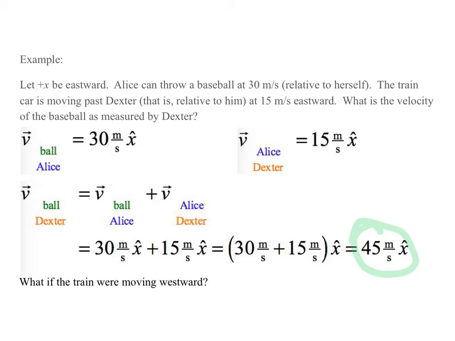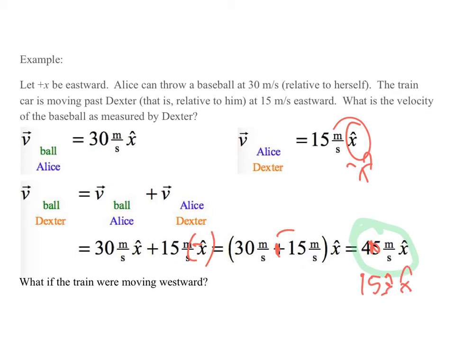Well, in this case, if the train had been moving westward, then the train's velocity, and therefore Alice's velocity, would have been 15 meters per second in the minus x-hat. So we'd have a minus here, and we would have ended up with 15 meters per second. It would go slower, although still eastward.